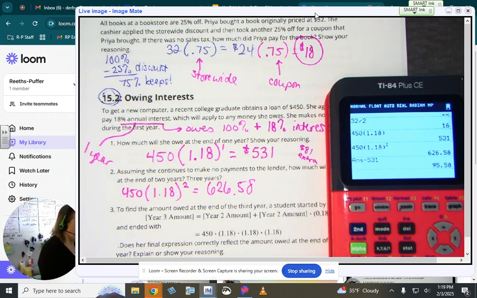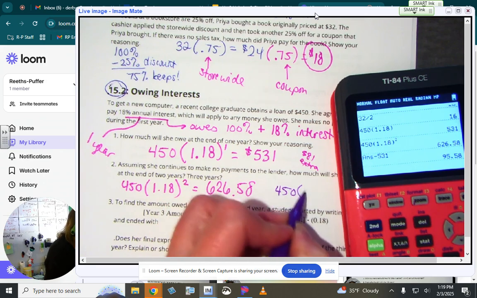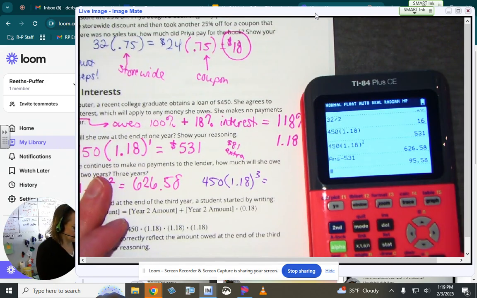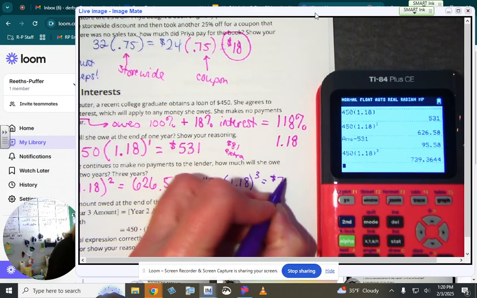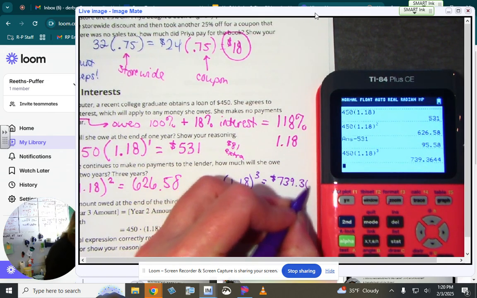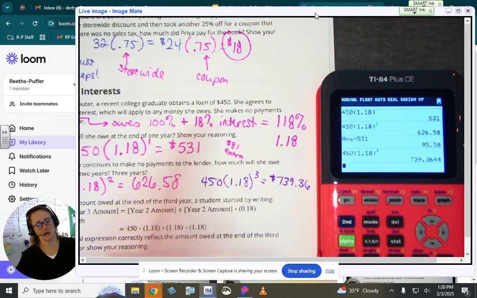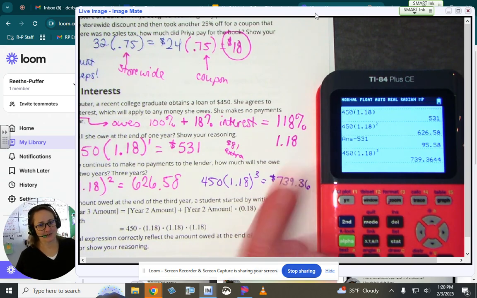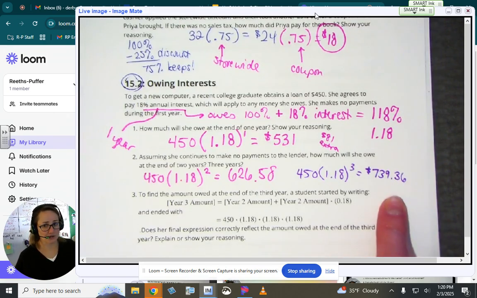So for year 3, 450 times 1.18 to the third power is $739.36. All of a sudden this computer that she paid $450 for, only 3 years later, if she doesn't start paying it off, is going to be a lot more expensive.